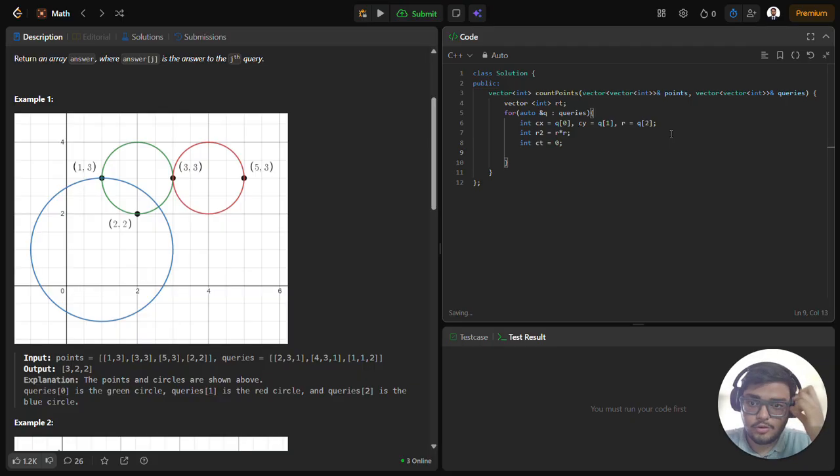For each query, we extract the circle center cx, cy, and radius r. We pre-compute r squared, r2, right here, so we don't have to recompute it at every single check inside the inner loop. And ct is our count for this query, which starts at 0.